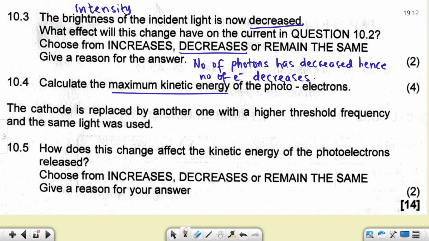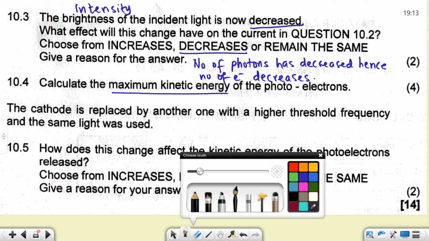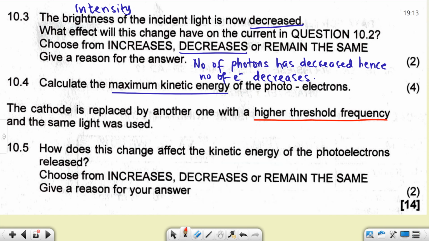Now, the cathode is replaced with another one, but with a higher threshold frequency, but the same light. I want you to learn to use your formula. Wait, higher threshold, what will that do? Remember this. With a higher threshold, I'm going to have a higher work function, which makes it more difficult for electrons to be released. How does this change affect the kinetic energy of photoelectrons released? What will be your answer?